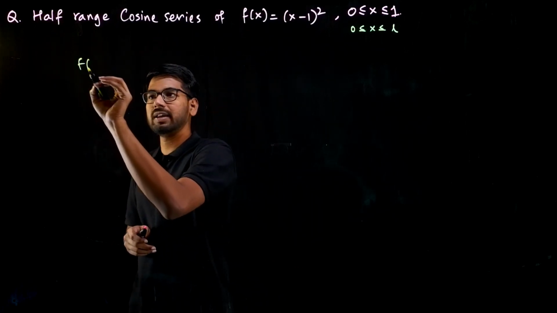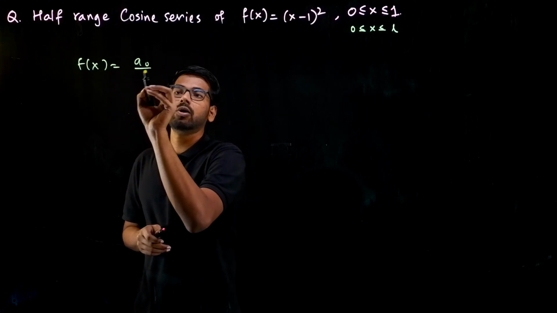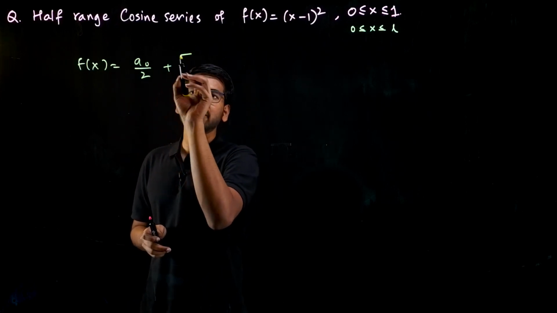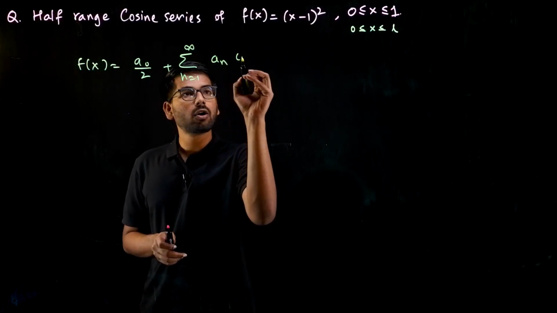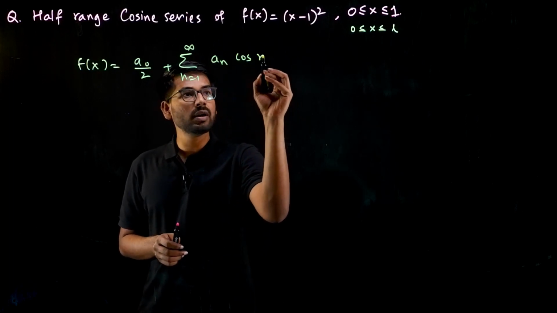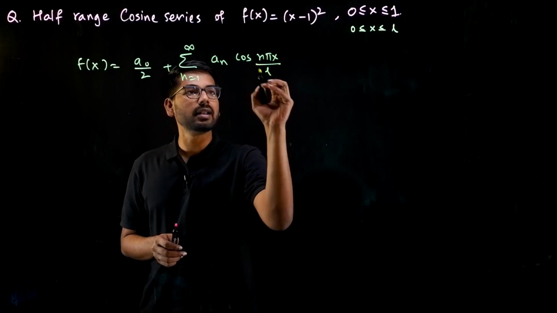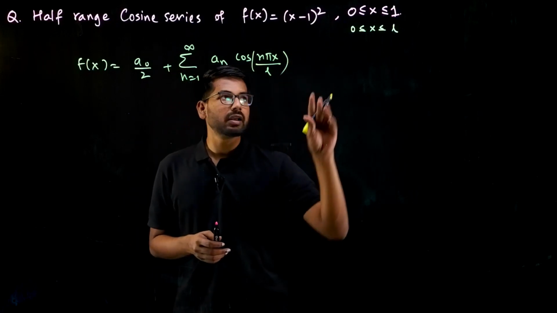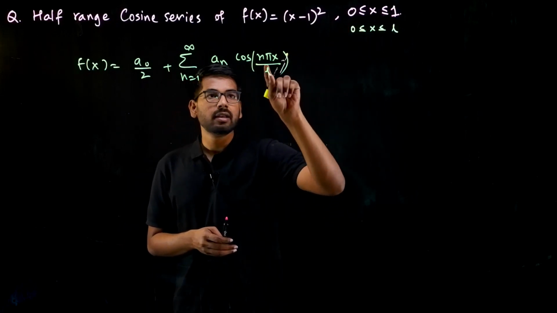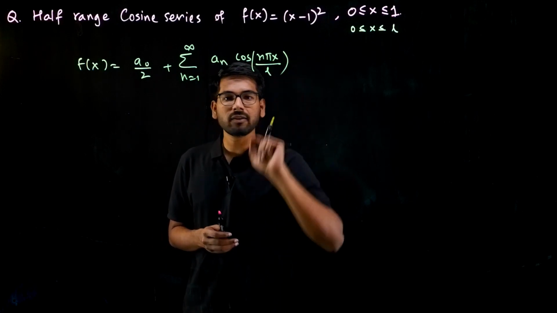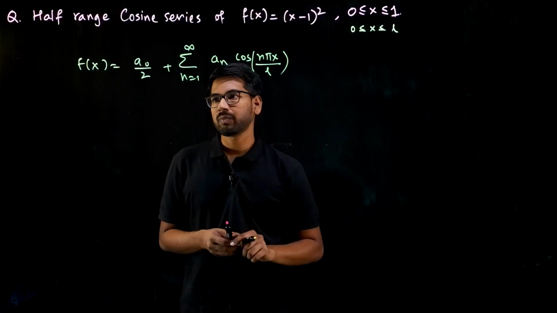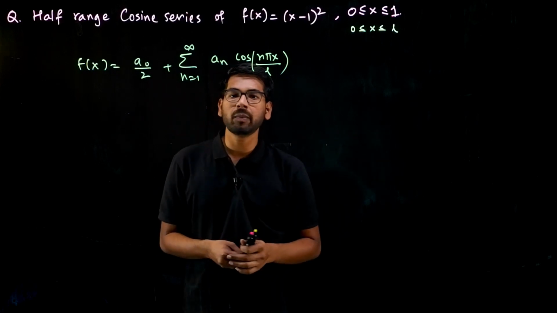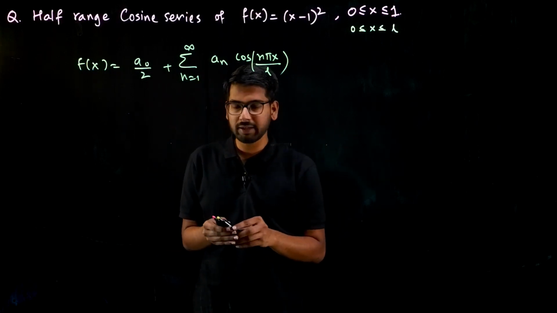It will be f of x is equal to a0 by 2 plus summation from 1 to infinity an cos, instead of nx, now you have n pi x by L. So if the interval is given in terms of pi, L will be pi and get cancelled, you will get nx. If the interval is not given in terms of pi, you have to write it like this, where a0 and an depend upon f of x. So let's find a0 and an.